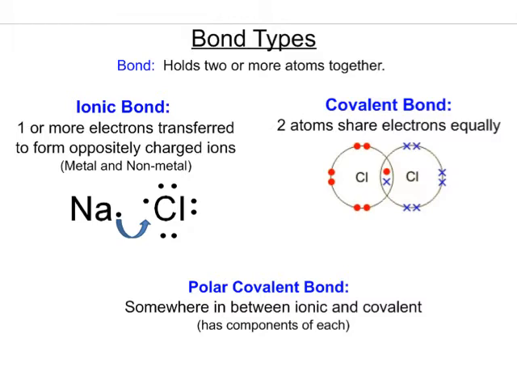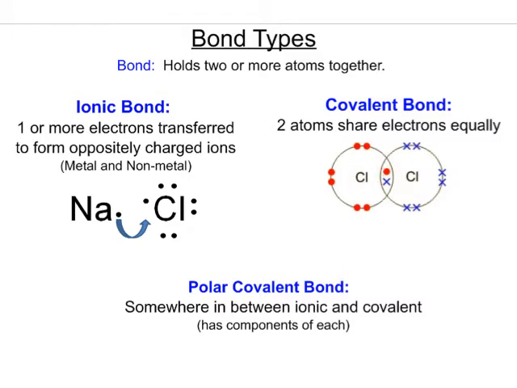So we have a picture showing this. It's where the electrons are not shared equally. The sodium actually donates one of its electrons over to chlorine, who happily takes it, and then we end up with a +1 charge on the sodium atom and a -1 charge on the chlorine atom, and that forms an ionic bond. A covalent bond, on the other hand, is where two atoms share the electrons equally.